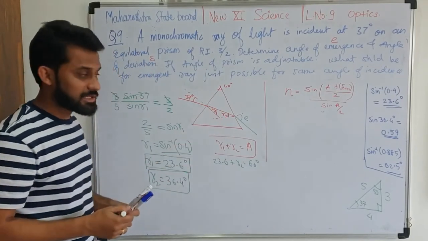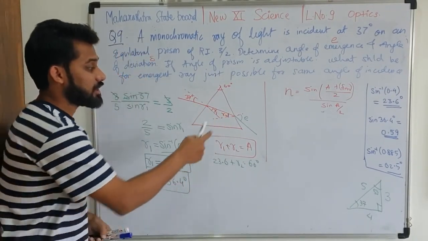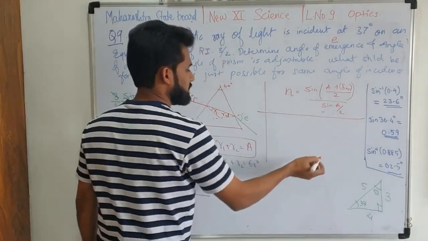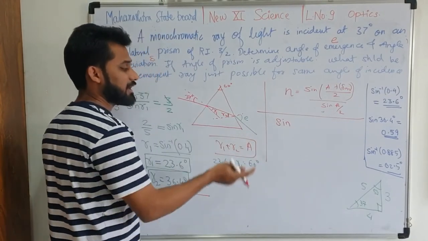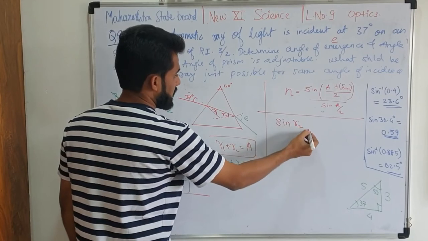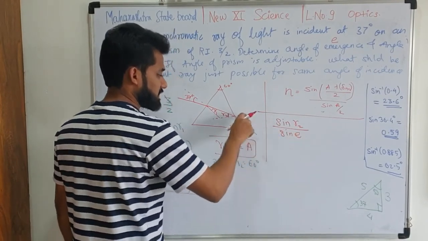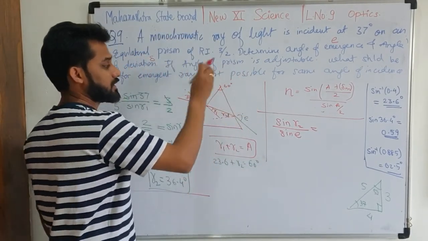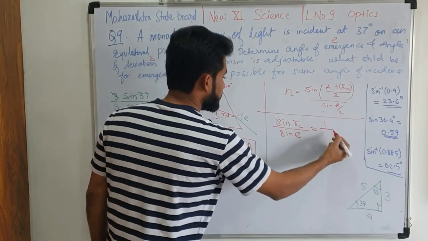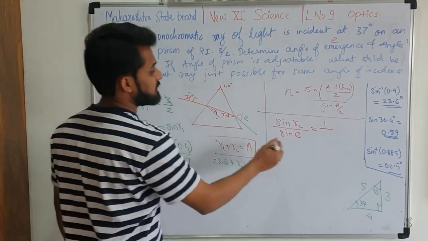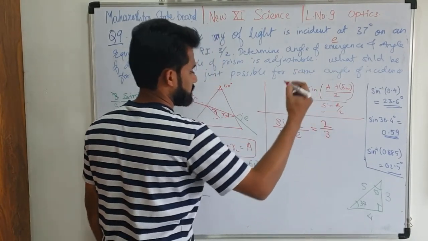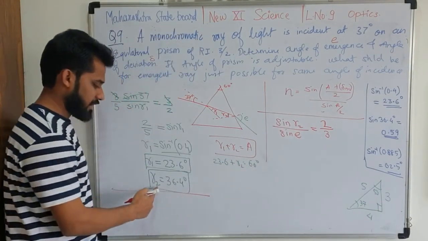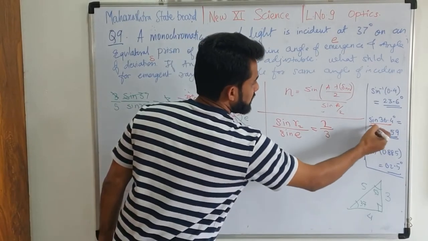And again, I need to use Snell's law over here. If I use Snell's law once again over here, see what will happen. Sine of angle of incidence upon sine of angle of refraction, which is angle of emergence, will be refractive index of air with respect to glass. Glass ka refractive index is 3 by 2, will go up. So solving this, what is the value of R2? That is 36.4. We have already calculated the value.